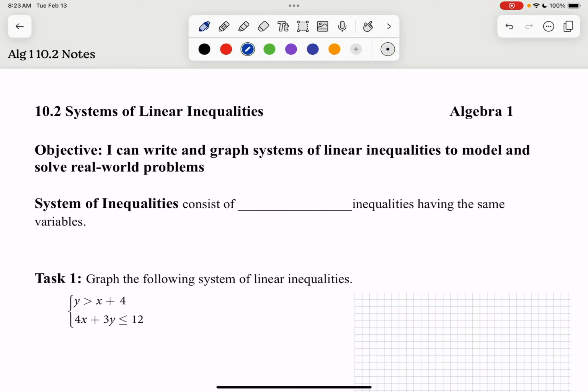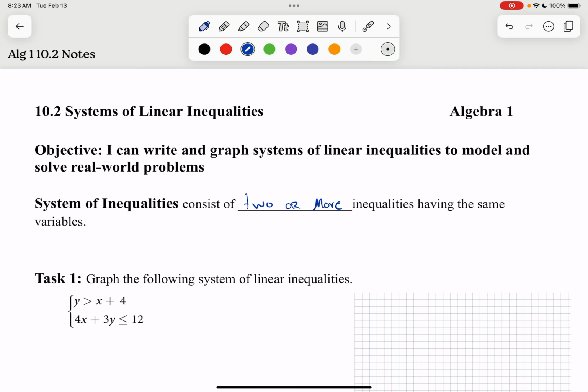All right, systems of linear inequalities. Okay, our objective for today is going to be to write and graph systems of linear inequalities to model some problems. So first, what is a system of inequalities? Very similar to our system of equations with equalities, it consists of two or more inequalities having the same variables. So instead of only having one inequality that we need to graph, we're going to be having two.